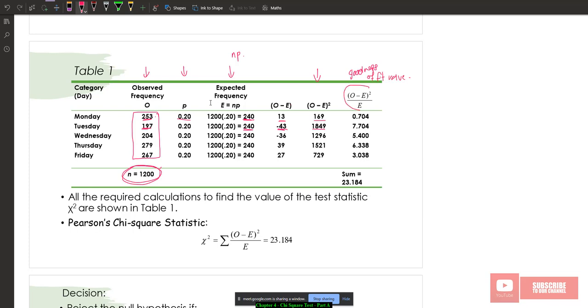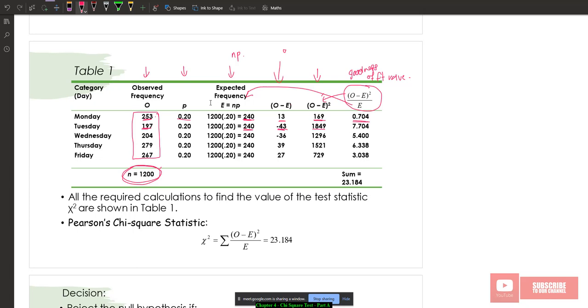So the next column is we are calculating the goodness of fit value, right? Goodness of fit value is observed value minus expected, squared, which is this one, divided by the expected frequency, which is this one, right? So 169 divided by 240, you will get 0.704, right?